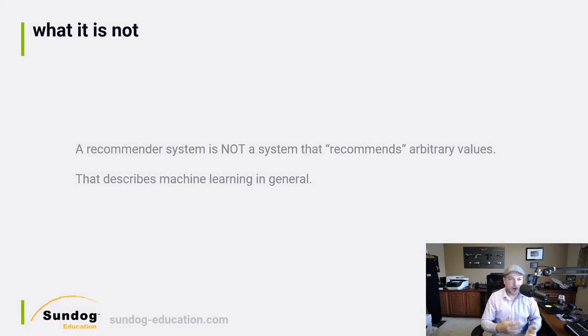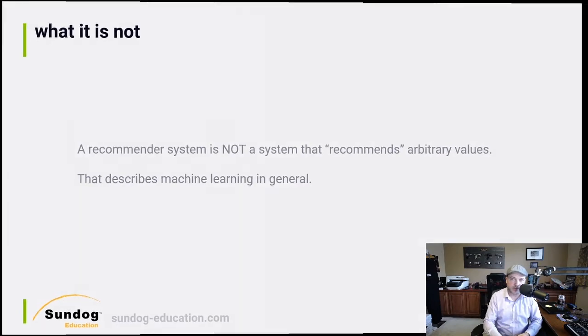And it's really more about what it is not. The biggest misconception that people seem to have about recommender systems is that if I can put the word recommend into a problem, then I want a recommender system. No, that's not the deal. A recommender system does not just recommend arbitrary values for a problem. That's more descriptive of machine learning in general. Recommender systems are much more specific than that.